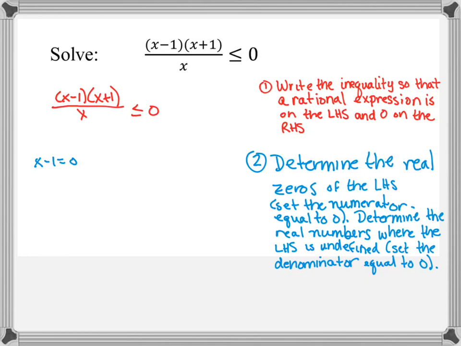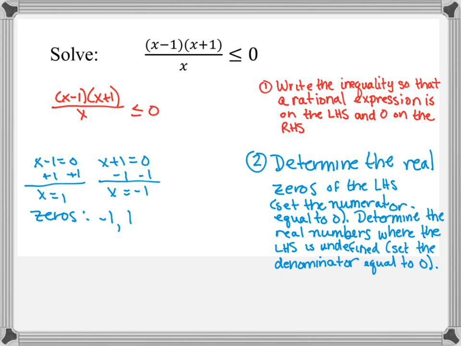I will set x minus 1 equal to 0. I will set x plus 1 equal to 0. And I did factor this for you. If it's not factored, you would have to do that step first. Solving these, the first one I will add 1 to both sides. I will get x equals 1. The second one I will subtract 1 from both sides, and I'll get x equals -1. So I have two zeros, -1 and +1.